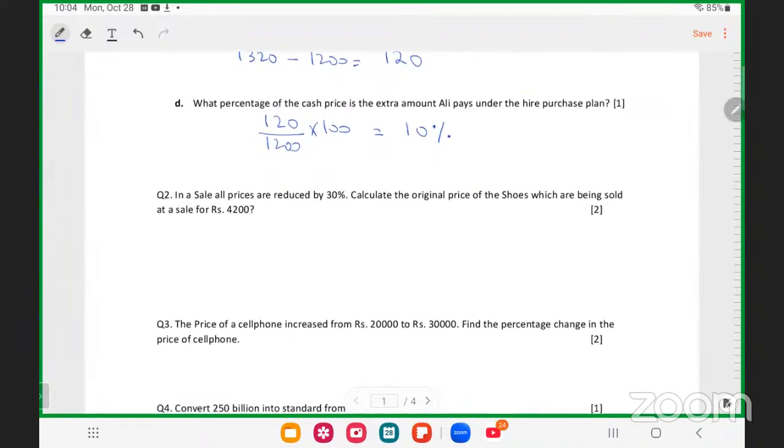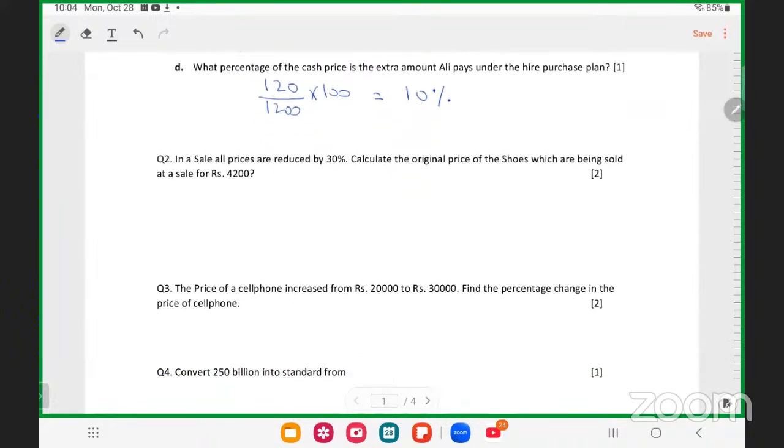The second question is, in a sale, all prices are reduced by 30%. Cost is always 100%. Discount is 30%. So selling price becomes 70%. The selling price is 4200 and we need to find the original price.